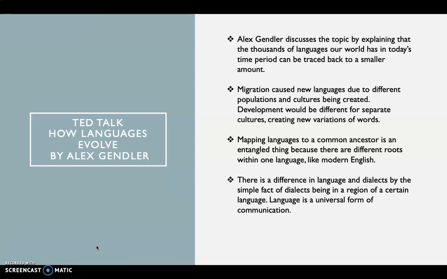With that, they were able to make new words to form communication with each other. The development was completely different because they were separate, and the variation of words was also different, but with the same roots sometimes, so they were similar. Now, mapping languages to a common ancestor I found was interesting.